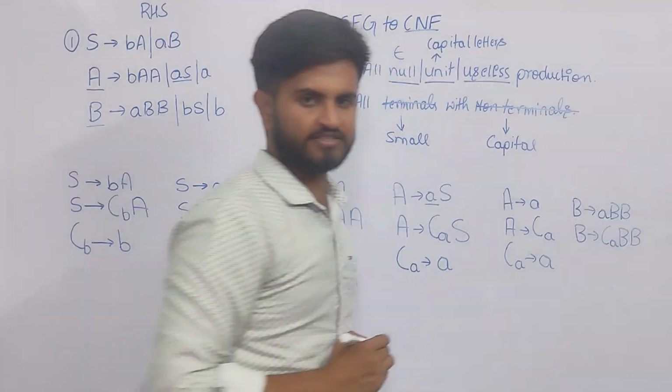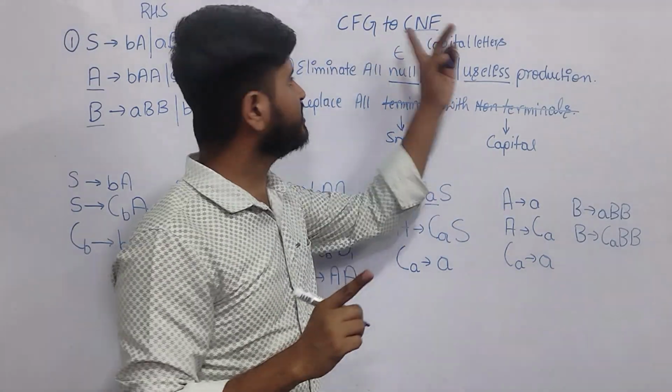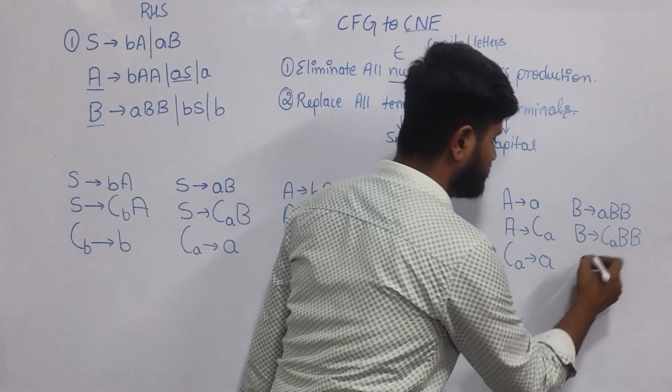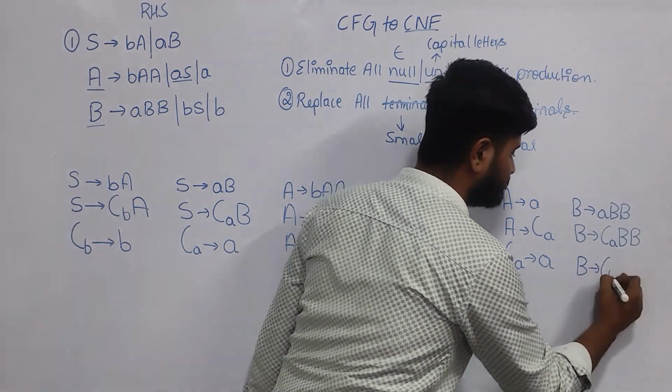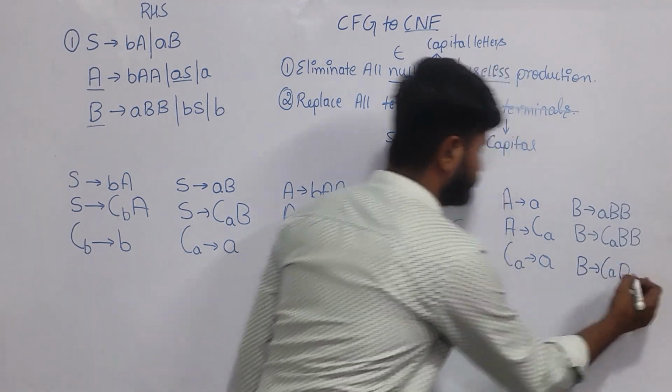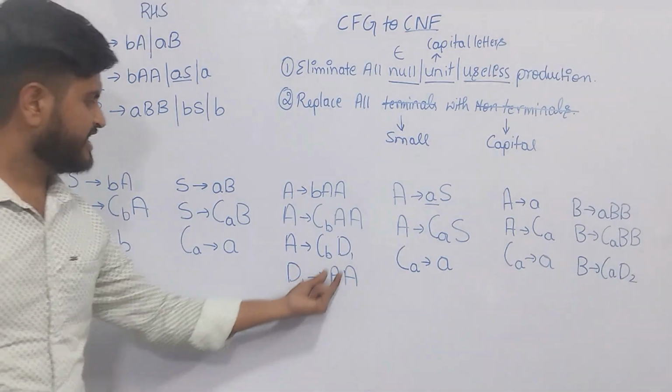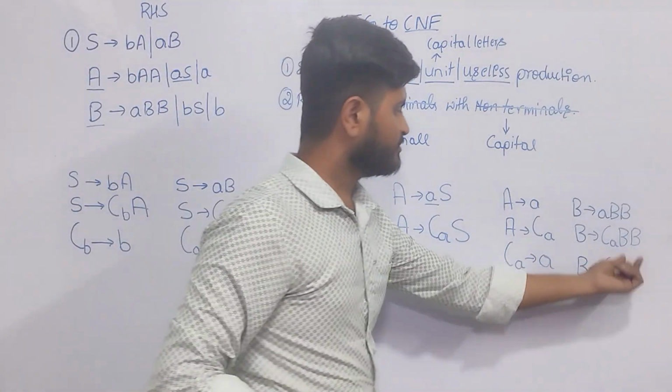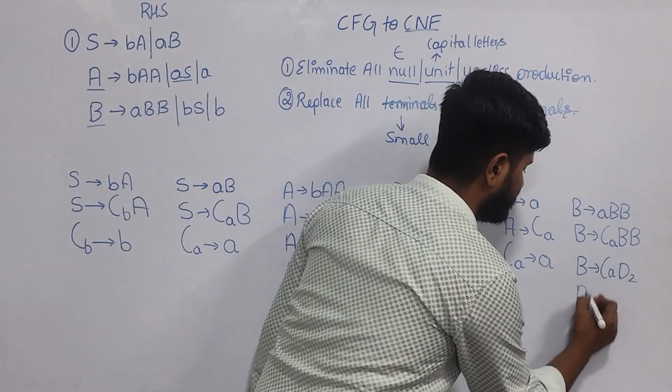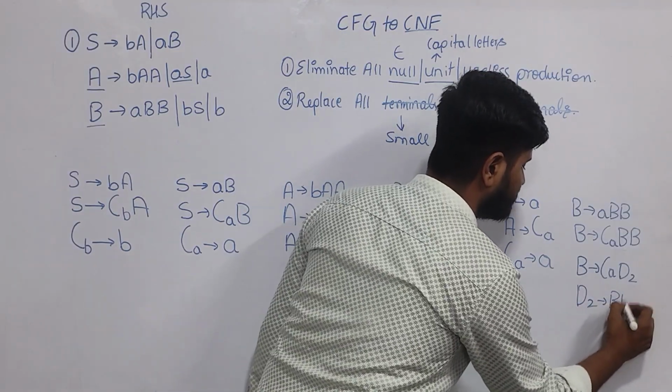So three capital letters came. Three capital letters cannot be written in CNF. So I will be replacing BB. B producing C, small letter A, D2. Here I took D1 for AA, I will take D2 for BB. So D2 replaced capital letter B, capital letter B.